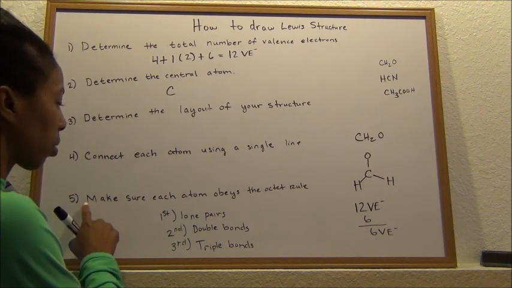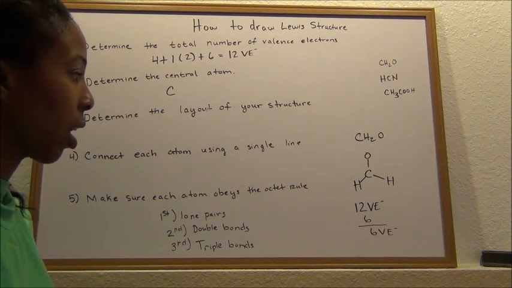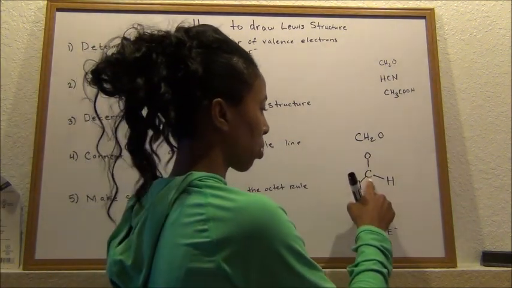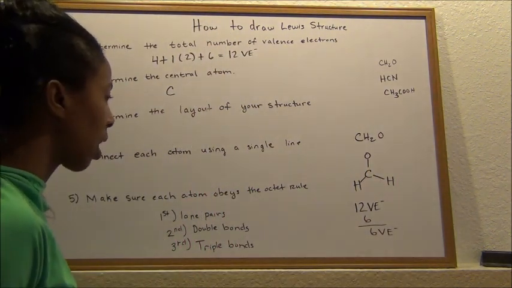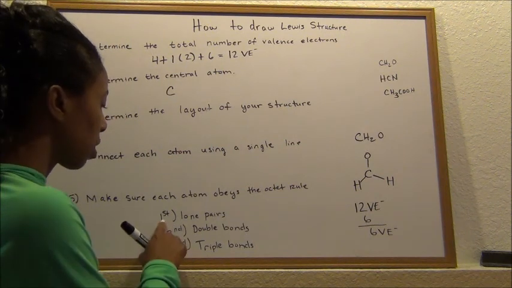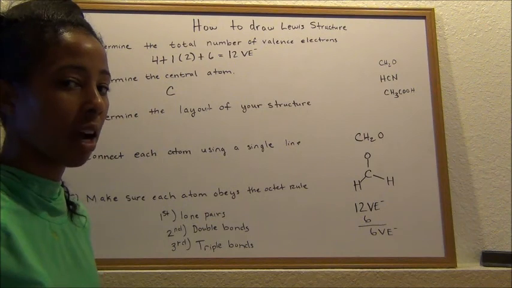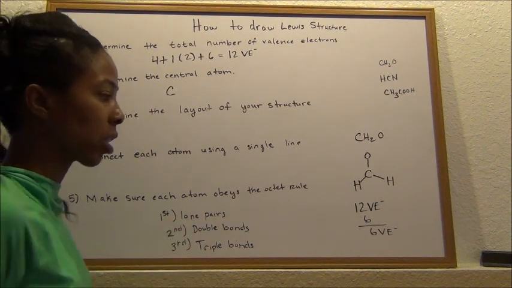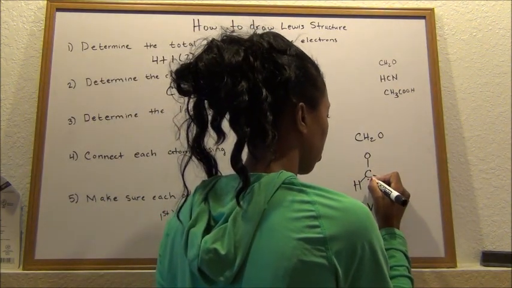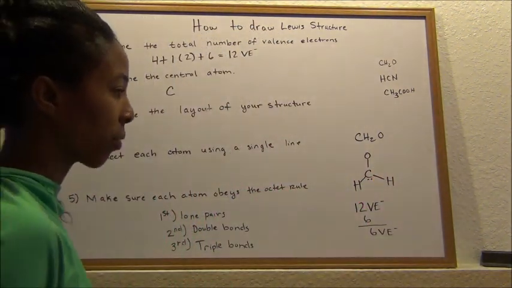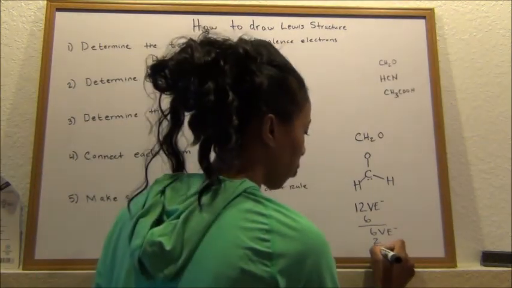So the last thing I'm going to do is make sure that each atom obeys the octet rule. So let's try carbon first. We have 2, 4, 6 electrons around carbon, but we need 8. So the first thing we're going to do is try to make sure that every atom obeys the octet rule by first using lone pairs. So I have 2, 4, 6, and I'm going to write in 8. So I've used up 2 additional electrons, and so I'm left with 4.